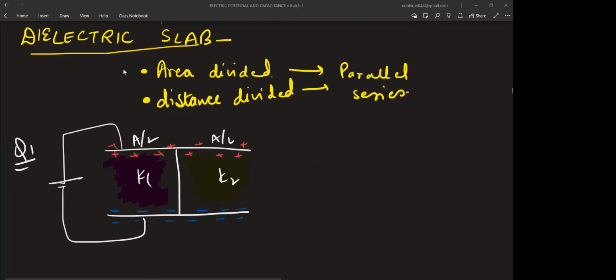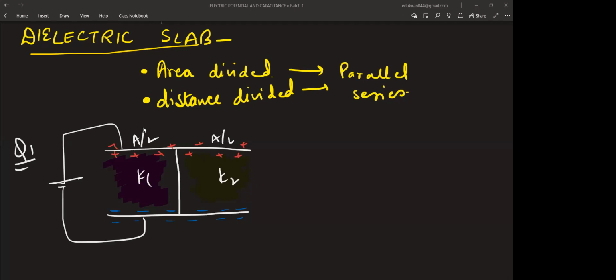Now class, last type of questions. These are also valid just for the capacitors. So pay attention to this also again, because we'll not be repeating them in the current electricity. Now class, these types of capacitors you will see where a dielectric slab is being introduced.